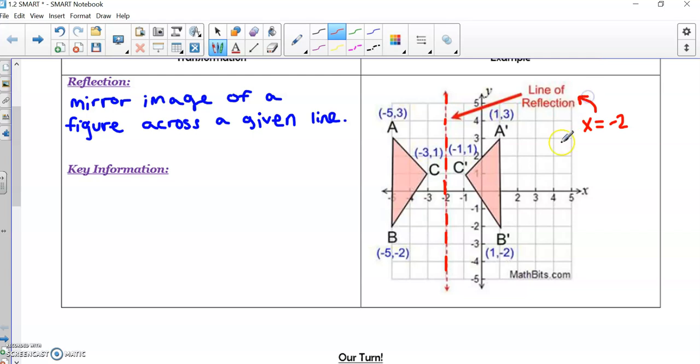Okay, and the reason it's x equals -2 is because it's a line that's going through, straight up and down, through the x-axis at -2. Alright, so that's why it's at x equals -2. It's the x-axis and it's at -2. So that's really the key information you need in order to do a reflection. You need the line of reflection. That's what that's called.